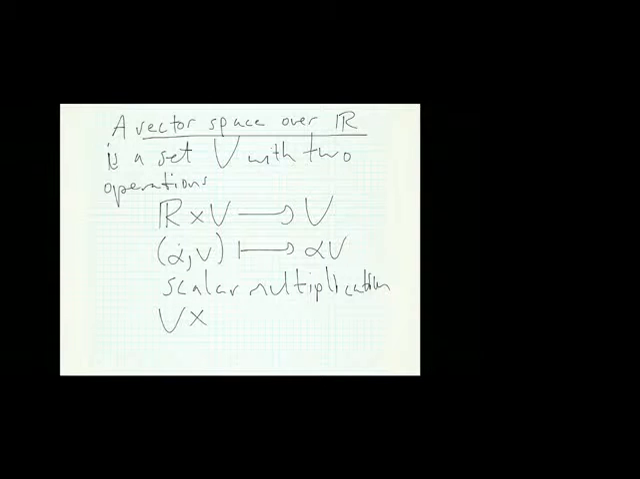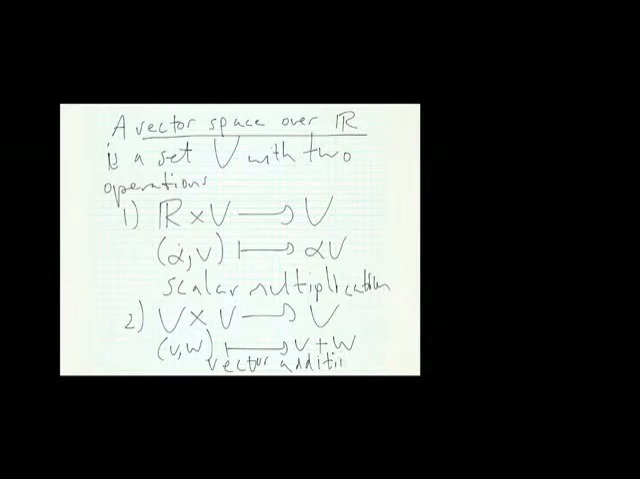We also have an operation like this, where I take a pair of vectors and I produce what's called v plus w. This is called vector addition. Okay, so what properties should these two things satisfy? Some of these properties we've seen for the real numbers. Let me write them down kind of sloppily so we don't spend too much time on this.